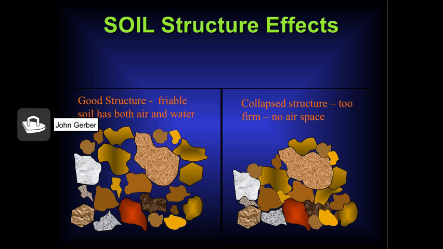A soil with good structure will have good aeration between the soil aggregates. It will also hold water inside the aggregates. A poorly structured soil will collapse, as the one on the right. All the aggregates will mush together, reducing the amount of air in the soil. This can prevent roots from breathing and result in root rot.